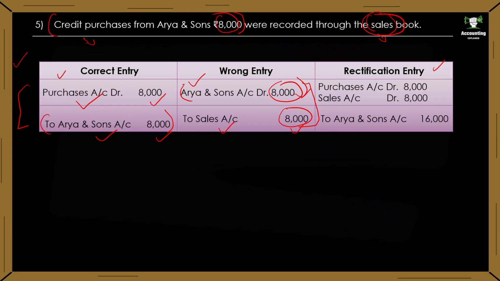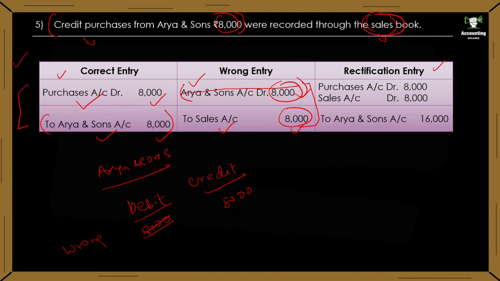Okay, so we will take Arya and Sons and we will open two columns. Debit, credit. Okay, the wrong debit of 8000 should be cancelled. How will you cancel? By crediting it. Next, there is a correct credit of 8000. That has to be introduced, write that here. So, in total, Arya and Sons has to be credited by 16,000 in the rectification entry. So, to Arya and Sons, 16,000.